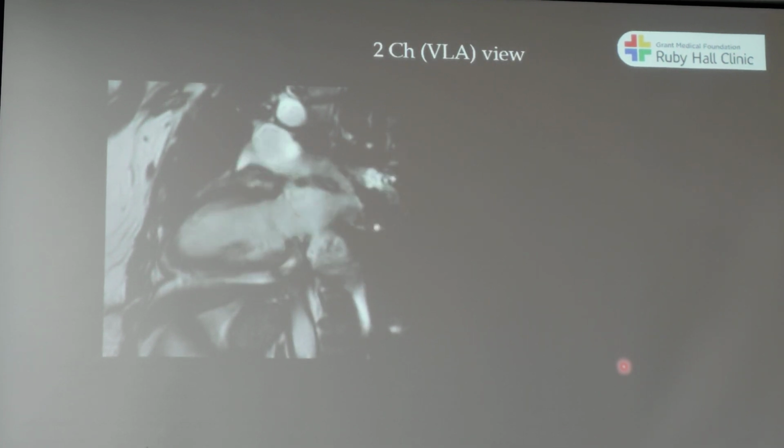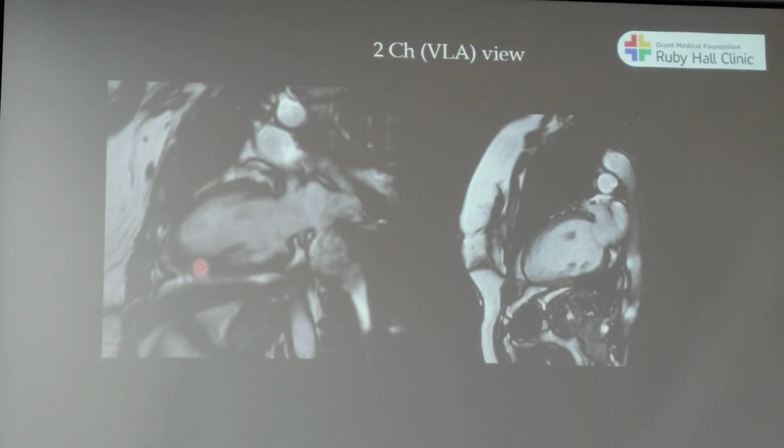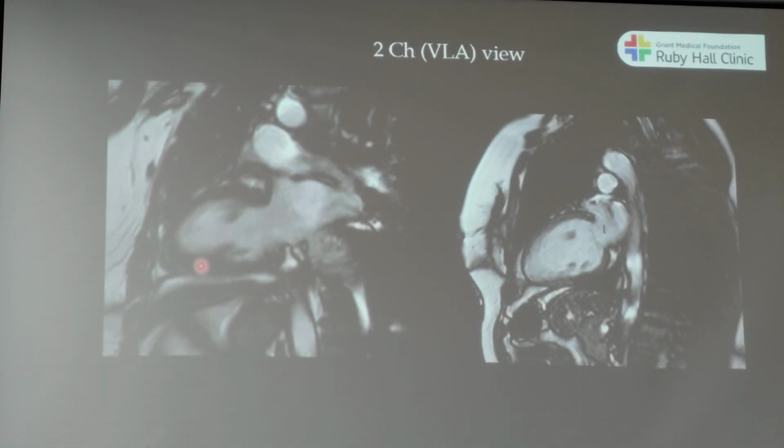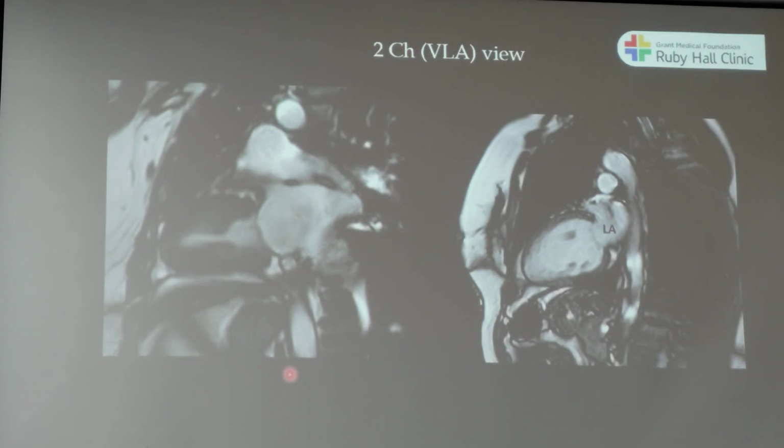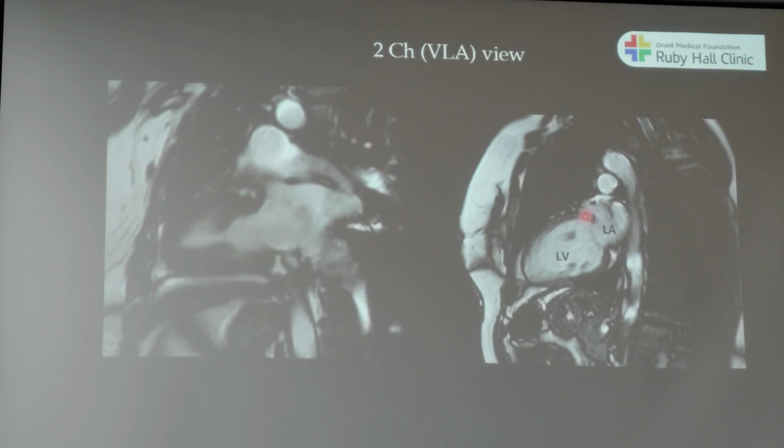So we can call this applied anatomy. Okay. So this is the 2-chamber view in here where you are seeing the left atrium and the left ventricle. Okay. So these are the cine images where you are seeing the left atrium and this is the left ventricle. Can anyone tell what this is? You are seeing this little structure over here.